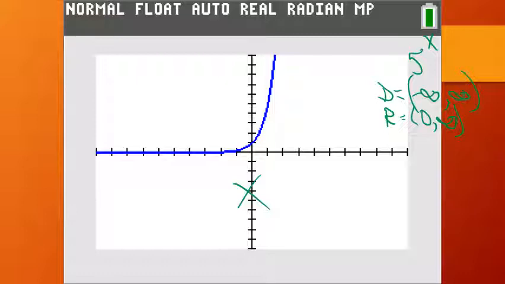Let's see, next thing, well, we have again a y-intercept at 1. So we've got a y-intercept at 1. We also have an asymptote.